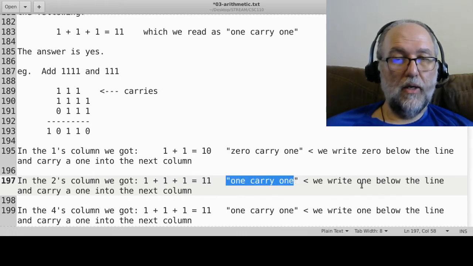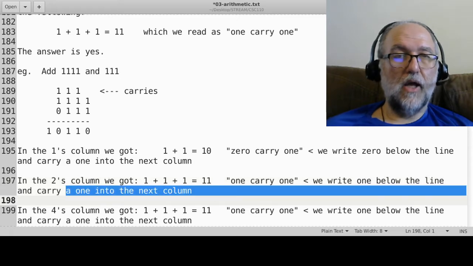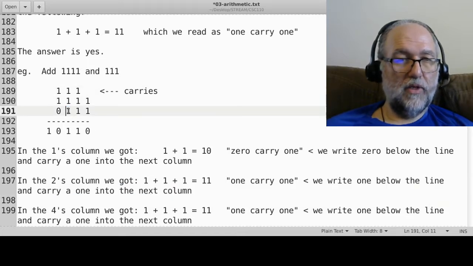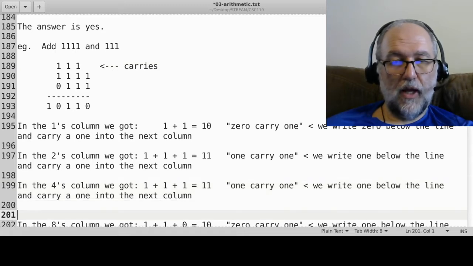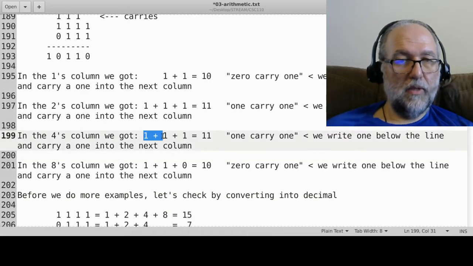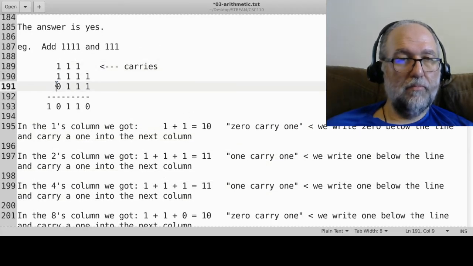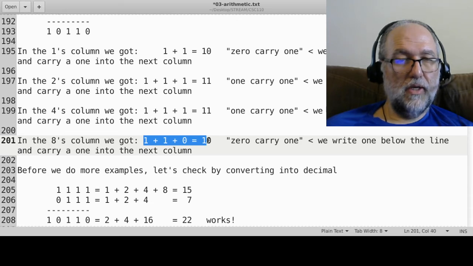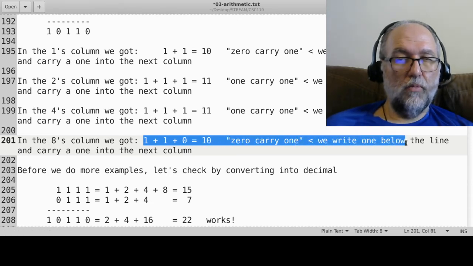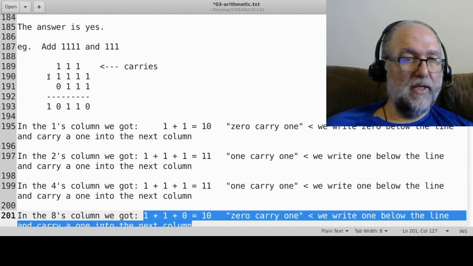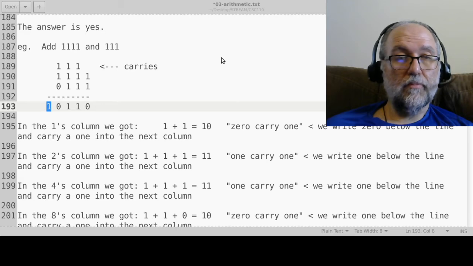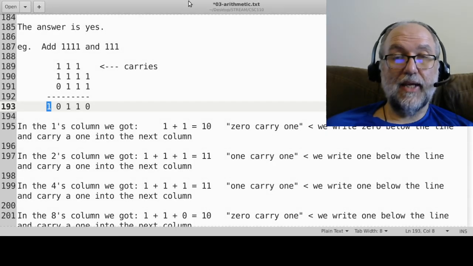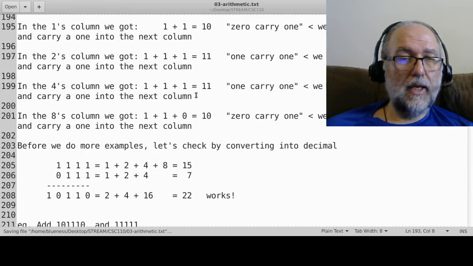1 plus 1 plus 1 is equal to 1, 1, and we say out loud 1 carry 1. We write 1 below the line and we carry a 1 into the next column. Then in the 4's column we had the exact same situation again: 1 plus 1 plus 1 is 1 carry 1. Finally, in the 8's column we had 1 plus 1 plus 0, which is 1, 0, or 0 carry 1. So you write a 0 below the line and you carry the 1 into the next column, but there's nothing more in this next column, so that 1 is just there. There you go. That's basically addition in the binary system.